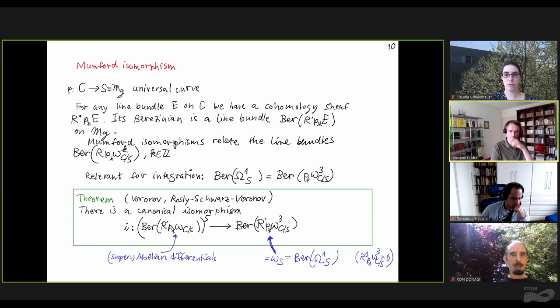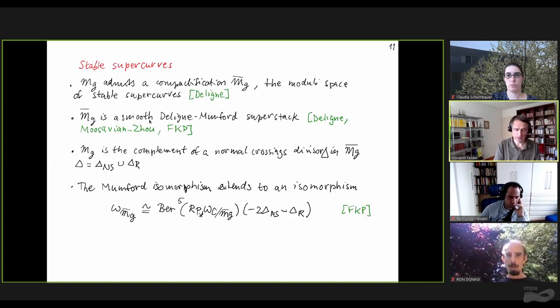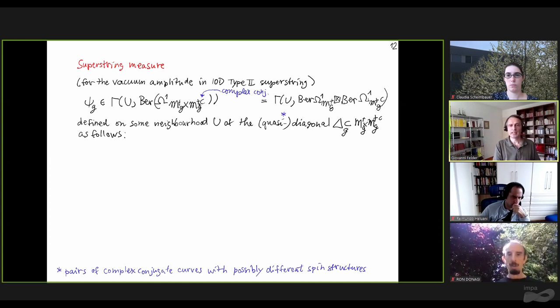Okay, so this was about stable supercurves, but let's go back to this Mumford isomorphism. How to use this Mumford isomorphism to construct an integral form or a section of the Berezinian on the supermoduli space that you can integrate. So the first thing you have to do is to take two copies in the type two superstring. You take a product of the moduli space with another copy, which is with opposite complex structure, if you like.